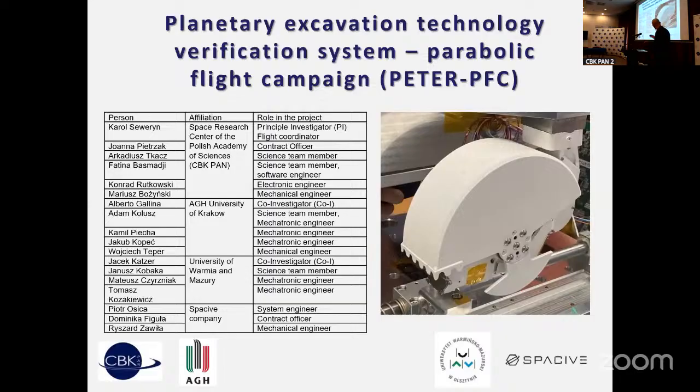Anyway, this is the team, the people who were involved at the proposal stage and later during development. We have three institutions: CBK PAN, AGH University of Krakow, University of Warmia and Mazury, and a space company.